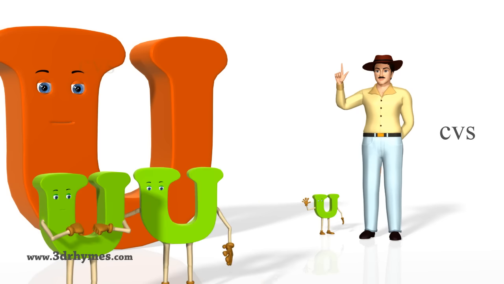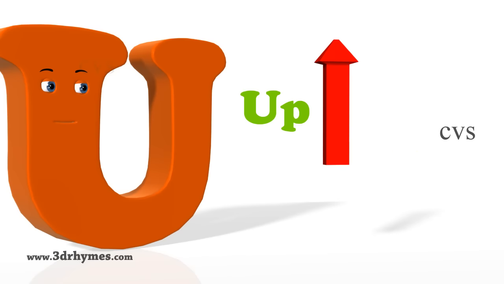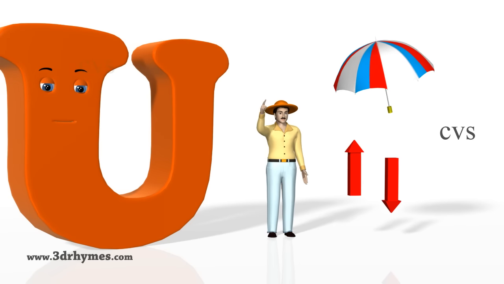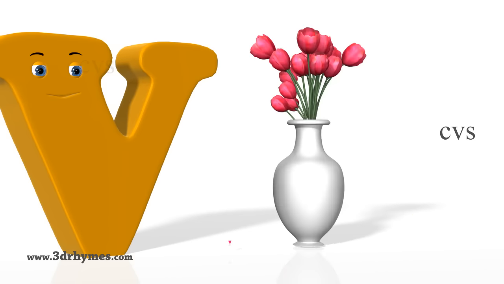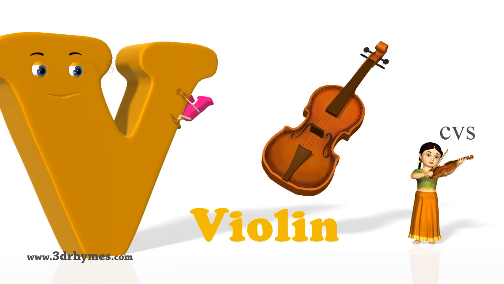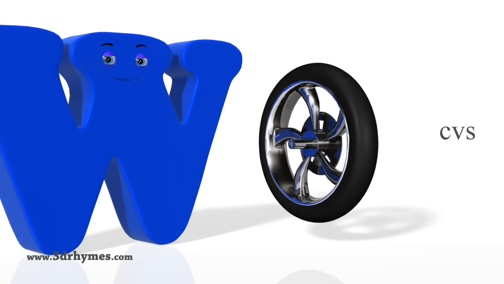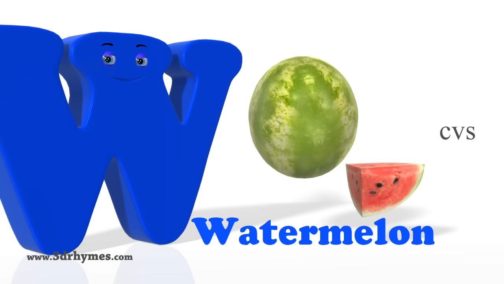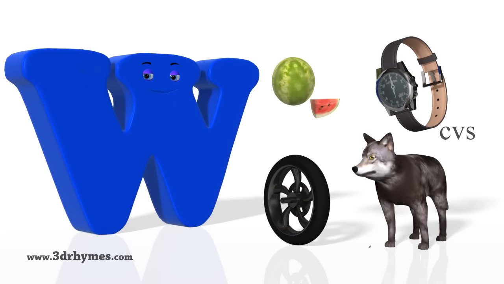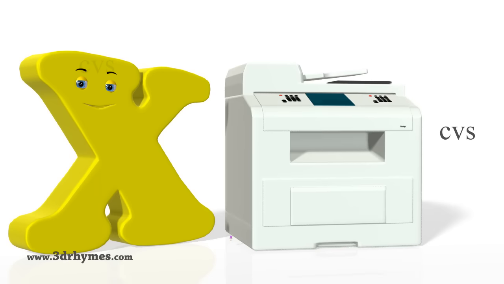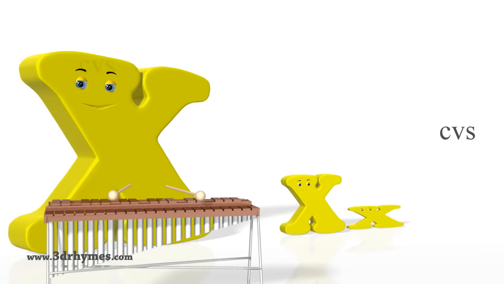U for umpire, U for umbrella, U for under, U for up. V for van, V for vulture, V for vase, V for violin. W for watch, W for wheel, W for watermelon, W for wolf. X for Xerox, X for xylophone.